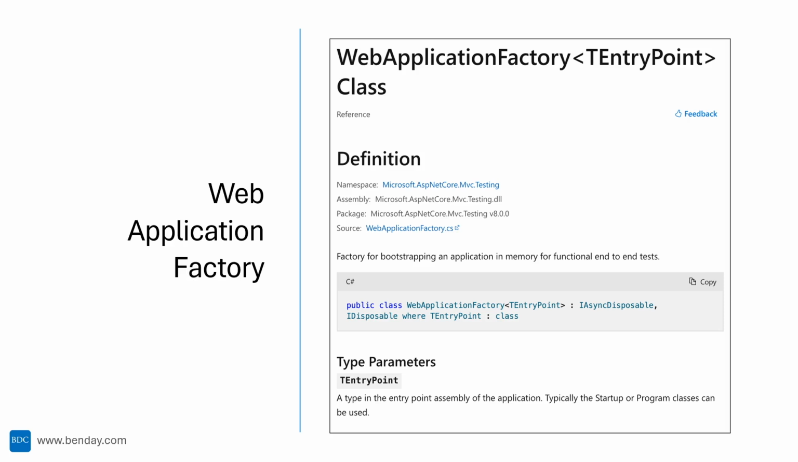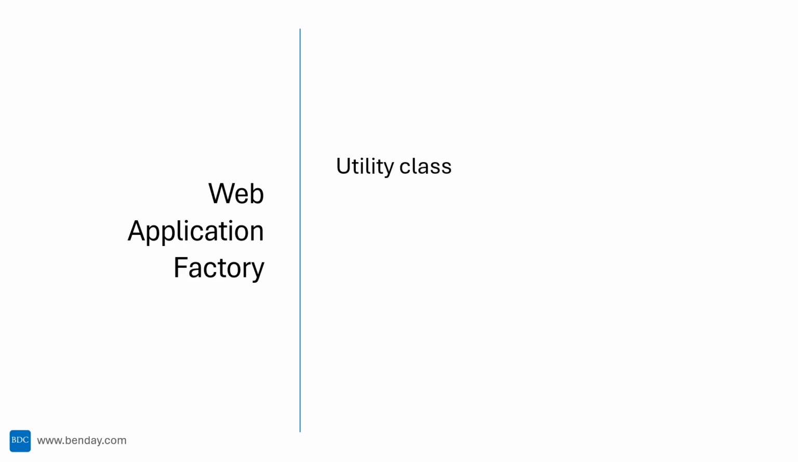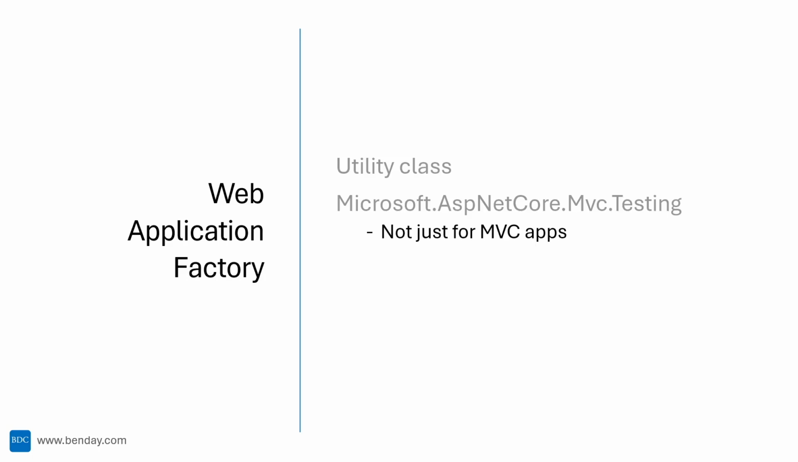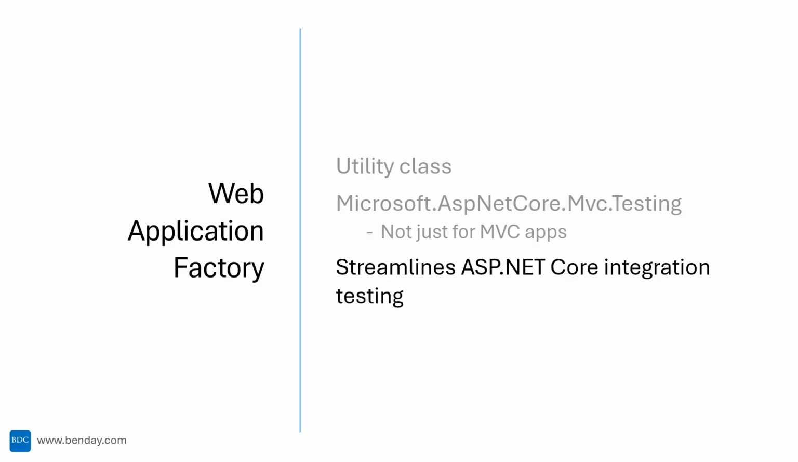WAF is a class that's part of .NET Core. It's a utility class, and it's part of the Microsoft ASP NetCore MVC testing namespace, and you add it to your projects as a NuGet package dependency. Don't let the word MVC distract you. This is for testing more than just ASP Model View Controller applications. Apart from the slightly inaccurate name, the idea is that you'll use WAF to streamline your integration testing of any ASP.NET Core HTTP or web applications.